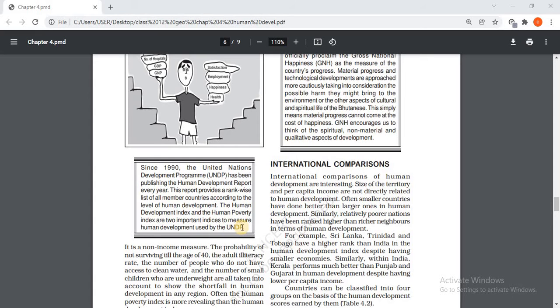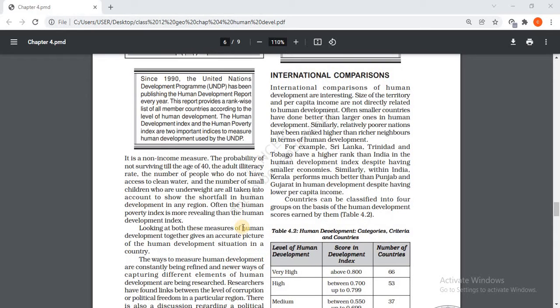It is a non-income measure. The probability of not surviving till the age of 40, the adult literacy rate, the number of people who do not have access to clean water, and the number of small children who are underweight are all taken into account to show the shortfall in human development in any region.